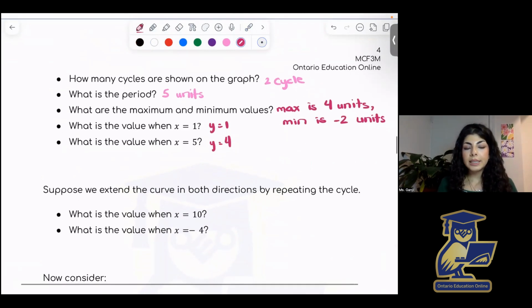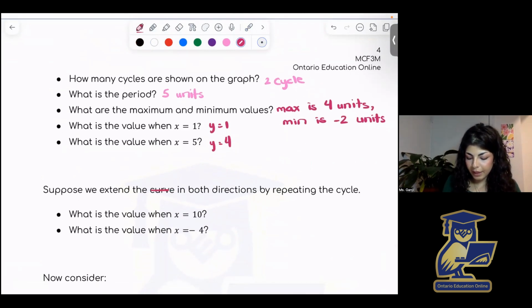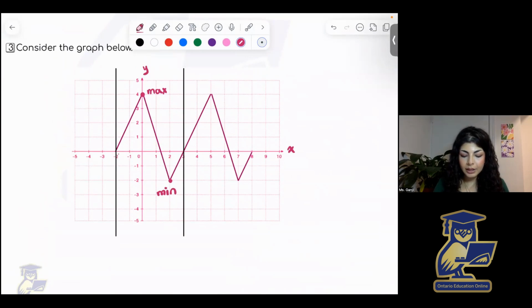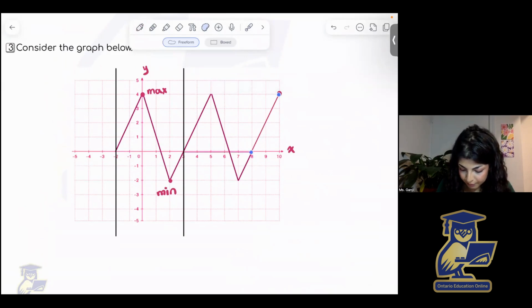So now, suppose we extend this graph in both directions by repeating the cycle, and we want to find some of these other values. From here, I consider that I'm starting here. So over 2 units, I go to 4. So at 10, I'm about here. And of course, we would extend it more this way if we had the line, but I just want to extend to the values that I have.